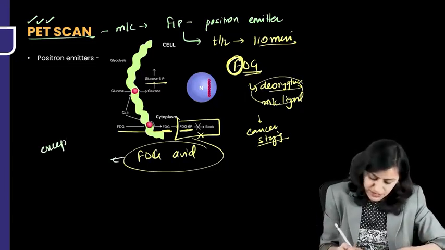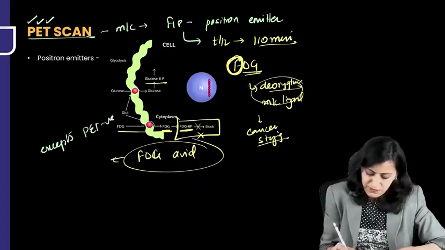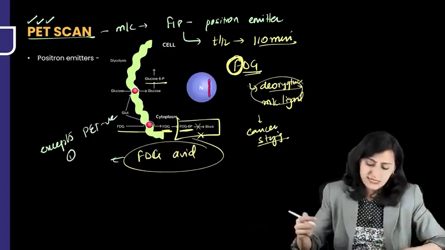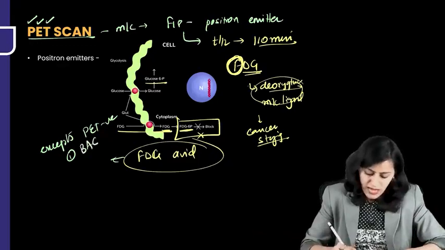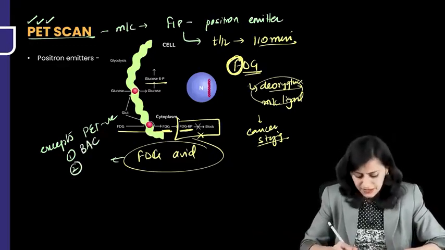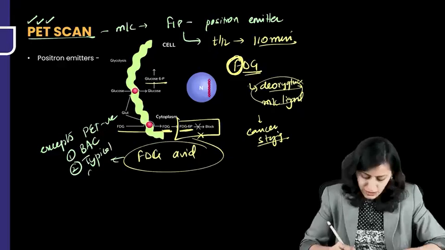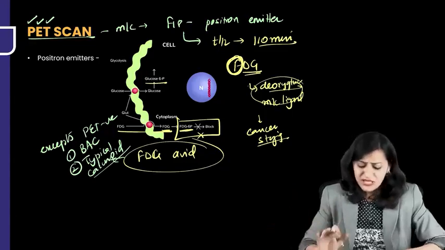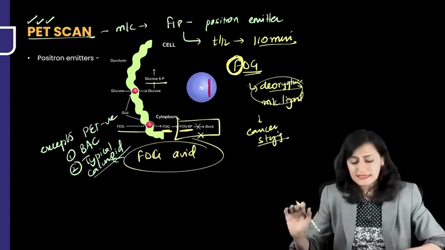Remember some exceptions here. The tumors which can be PET negative, especially the low-grade tumors which are like normal cells. So that is bronchoalveolar carcinoma in the lung and typical carcinoid, that is a well-differentiated carcinoid. These will be PET negative. So that's the principle of PET scan.